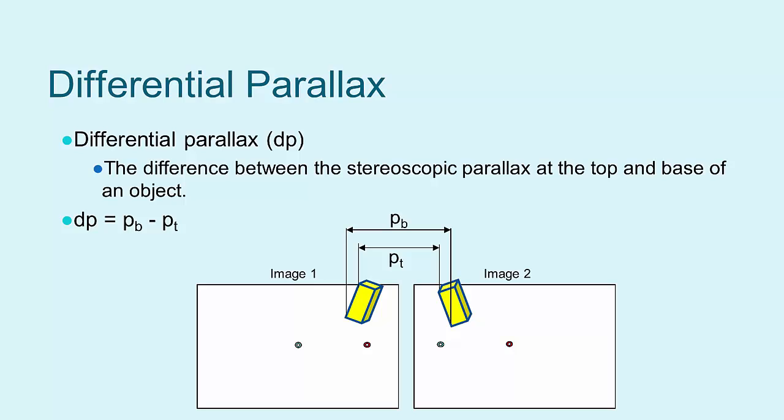The second concept is called the differential parallax. It is the difference between the stereoscopic parallax at the top of the building and the base of the building. In this example, PT is the parallax of the top of the building and PB is the parallax of the base of the building.